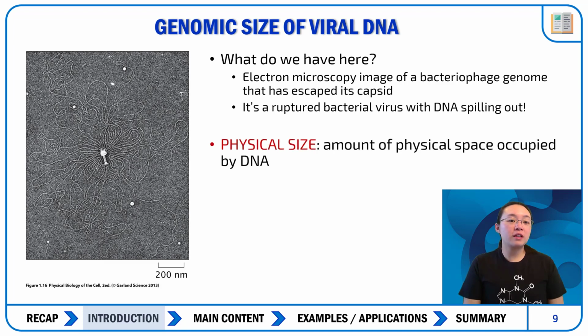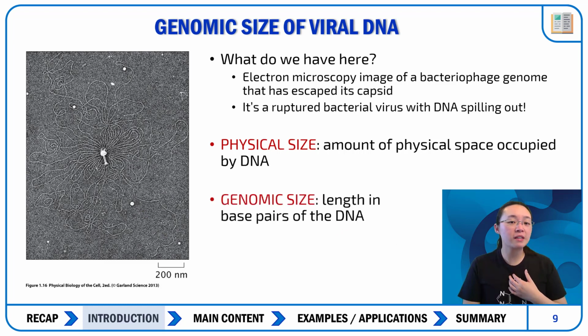And what we can do is actually try and find the physical size of this genome. So physical size means the amount of physical space occupied by DNA. So there's this one strand over here. I can essentially just take a look at that strand and see how much physical space is being occupied by that piece of DNA. However, that doesn't really tell me much about genomic size. The genomic size is the length in base pairs of the DNA. So please keep in mind there's a difference between physical size and genomic size.